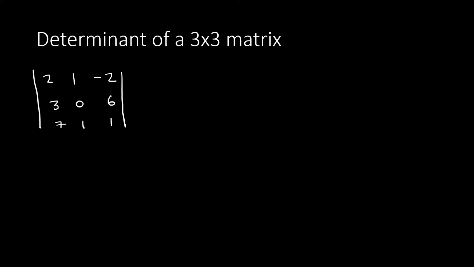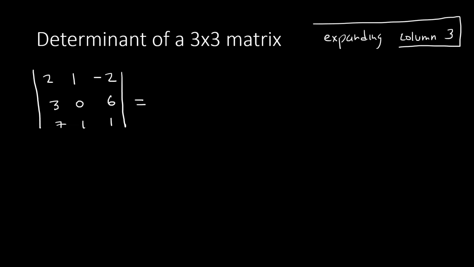Remember, the first thing, they will ask you to calculate the determinant by expanding row 1. Or expanding, they can pick anything, as long as you know rows are the horizontal ones, columns are the vertical ones. So let's say they said, calculate the determinant by expanding column, let's say column 3. Do you see column 3 there? If they say column 3, they want us to expand this column here.